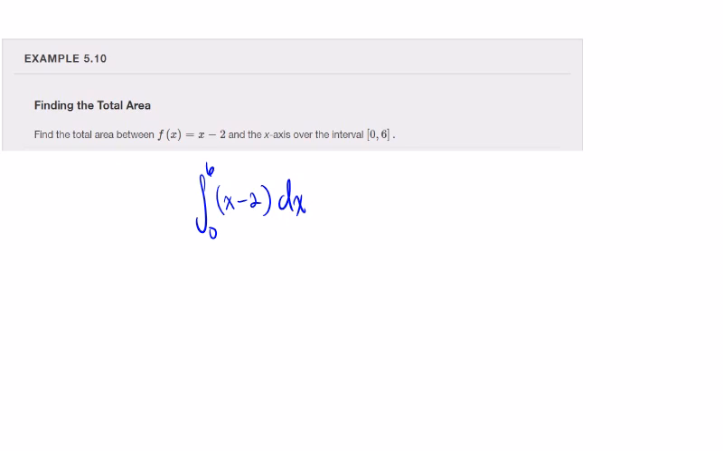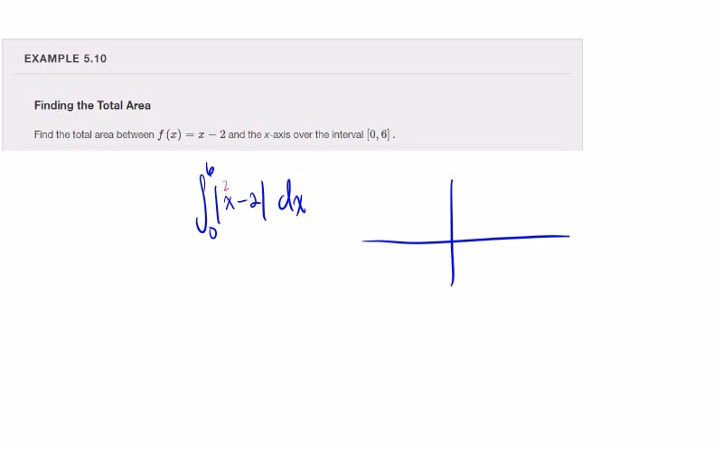If we want total area, let me take away these parentheses, and we just want to put absolute value. There are a few ways you can do this. You can actually graph this as an absolute value function. First of all, we want to figure out where x minus 2 equals 0. This would equal 0 when x equals 2, because 2 minus 2 is 0.